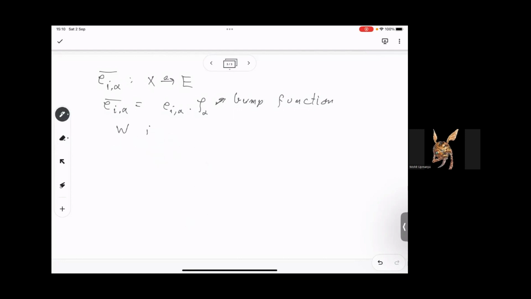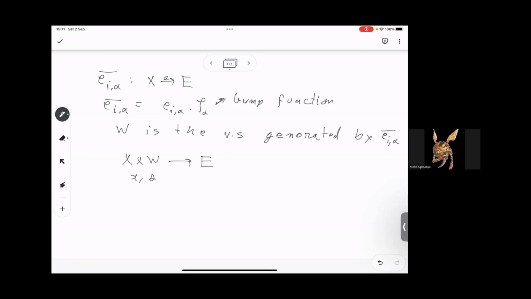So W is the vector space generated by the e_i alphas, right? So e_i alpha bar. So now we define a function from X cross W to E given by x comma section.